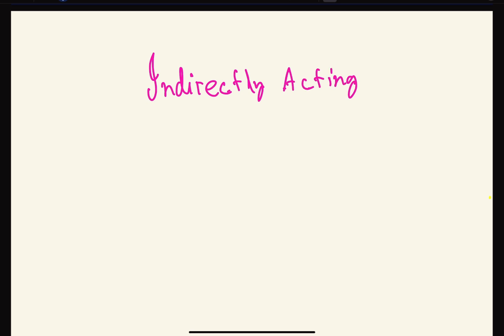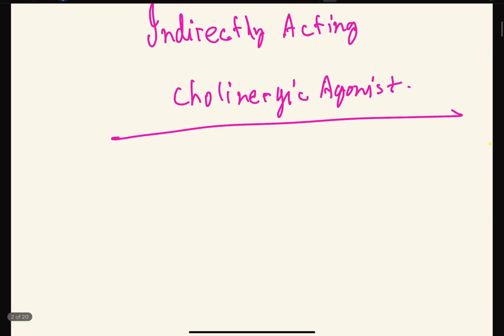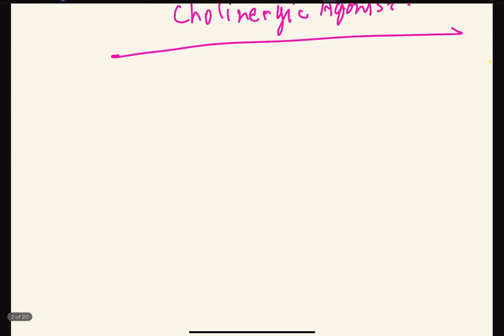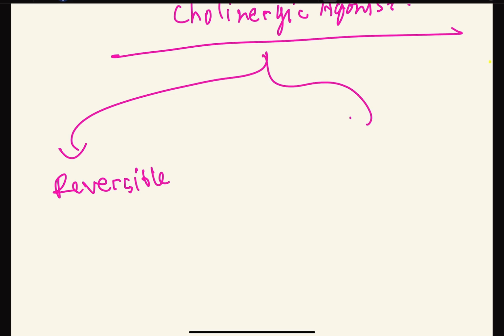In this video we are going to talk about the indirectly acting cholinergic agonists. Indirectly acting cholinergic agonists are divided into two types: reversible and irreversible.